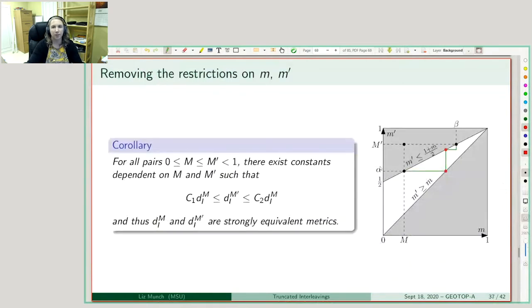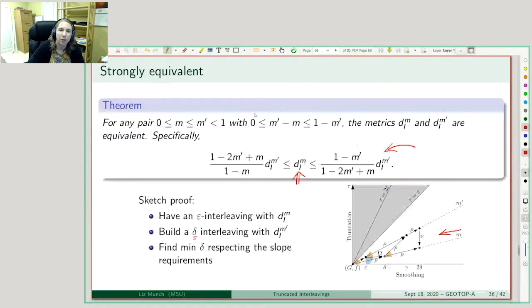As soon as you have this strong equivalence, the next question is going to be, how do I deal with that restriction on m, or on m and m prime? So in this theorem, my rule here is that the difference between m prime and m has to be less than or equal to 1 minus m prime. So I think better on unit intervals. 0, 1, m has to be less than m prime. Whatever this distance is has to be smaller than whatever this distance is.